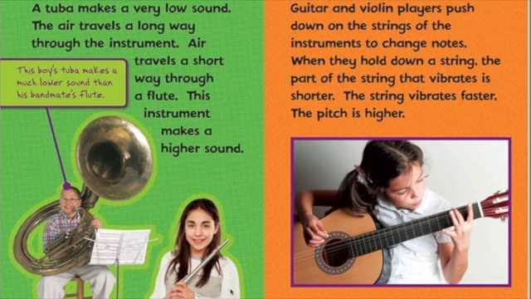Guitar and violin players push down on the strings of the instrument to change the notes. When they hold down a string, the part of the string that vibrates is shorter, and the string vibrates faster. The pitch is higher.